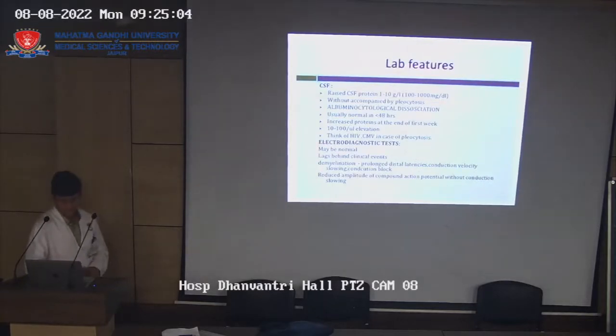In CSF, you will get a raised CSF protein, that is 1 to 10 gram per liter, without accompanying pleocytosis, which is known as the albuminocytological dissociation, that is increased protein without increase of cells. This raised CSF protein may be normal in the first 48 hours, and you will then get an increased level of protein at the end of the first week, usually 10 to 100 per microliter elevation. In cases of pleocytosis, if you are getting an increased level of cells as well as increased protein, you should think of other causes like HIV, cytomegalovirus.